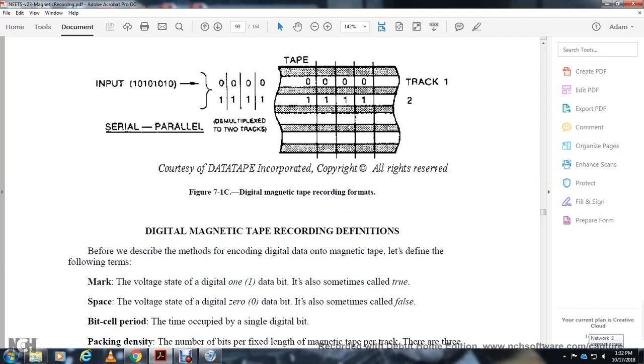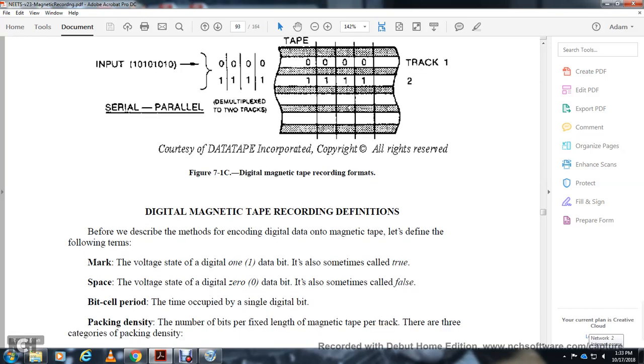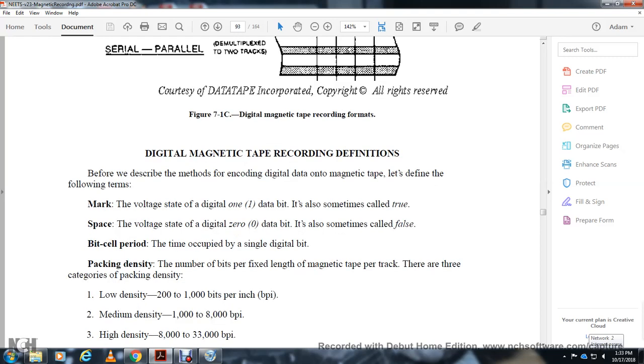Definitions before the methods of encoding digital data on tape. Define the following terms. Mark: the voltage of a digital one data bit is called a mark. Space: the voltage of a digital zero data bit is called a space. Bit cell: the period of time of a single digital bit.